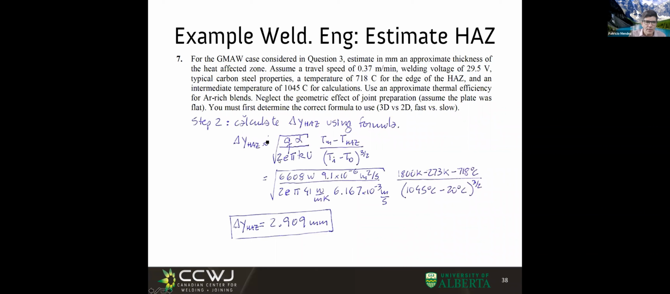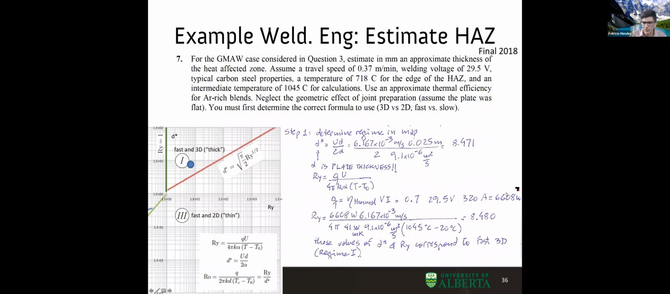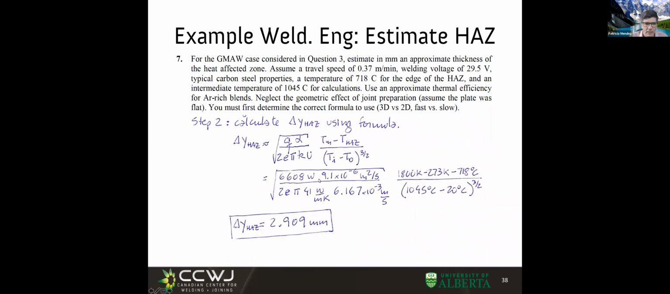So I copied that thing here and I rewrote it. Q we had already calculated, 6.6 kilowatts. These are 6.6 kilowatts of Q we had calculated. Times alpha, right? Which came straight from the table. 2E, again, in all scientific calculators, E is the Euler's number, e to the 1, pi, K, thermal conductivity, is 41. U is the travel speed, which we have determined.